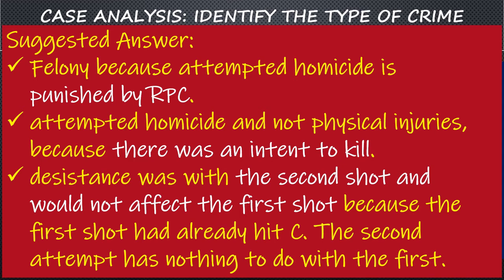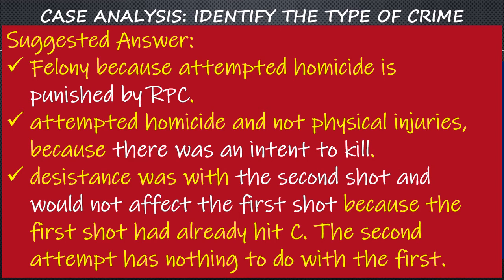On the other hand, frustrated is when all the acts of execution necessary to commit the felony were performed, but the felony was not completed by reason of causes beyond the control of the perpetrator. Consummated is when all the acts necessary to commit the crime are committed, and the felony was completed. So that is a completed or consummated crime.